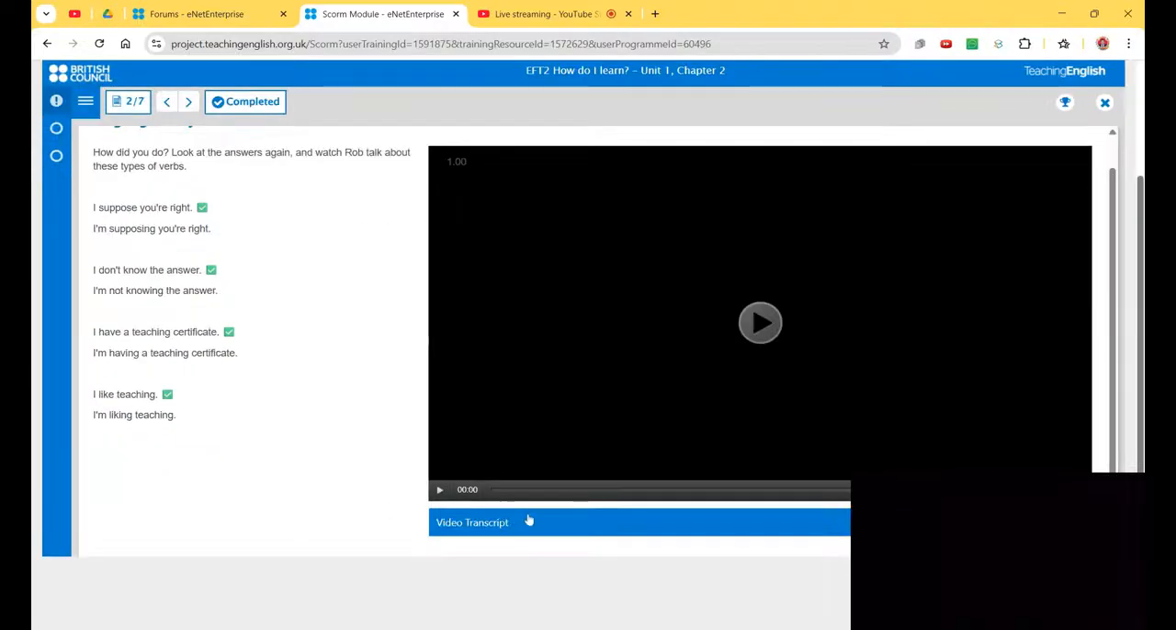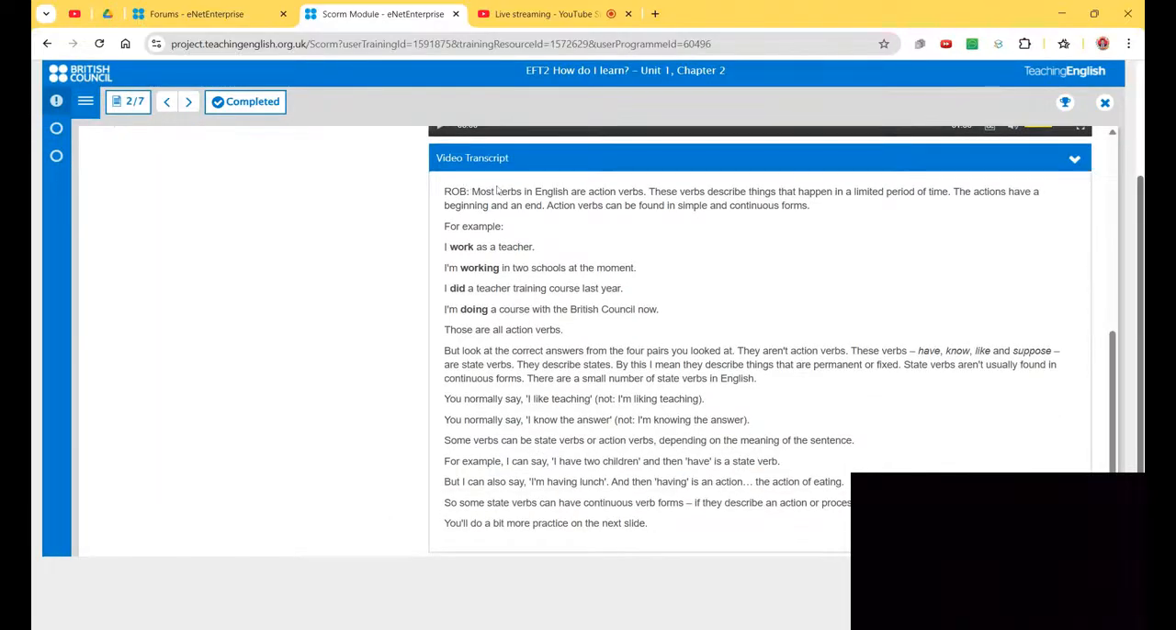Okay, thank you, Rob. Rob says most verbs in English are action verbs. These verbs describe things that happen in a limited period of time. They should have a beginning and an end. Action verbs can be found in simple and continuous forms. For example, I work as a teacher. I'm working in school at the moment. I did a teacher training course last year. I'm doing a course with the council now. These are all action verbs, but look at the correct answer from the four verbs you liked.